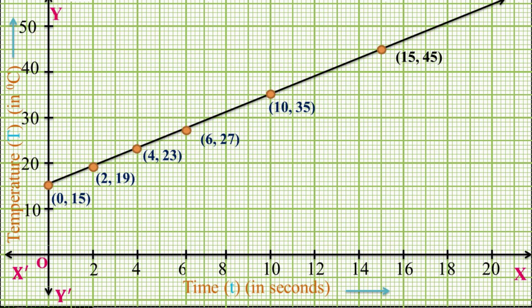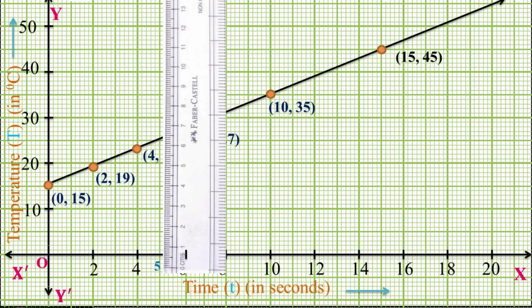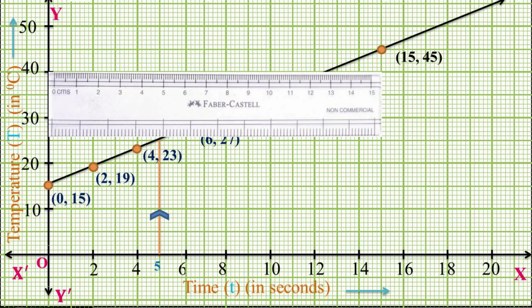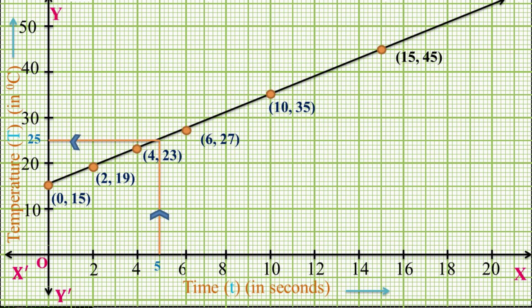Now we find the first question answer. We can mark for 5 seconds on the x-axis. Locate the point between 4 and 6. Draw a vertical line. Meet at straight line. Now we draw a horizontal line. The line meet on the y-axis at 25. Observe the figure. When time is 5 seconds, then temperature is 25 degrees Celsius.